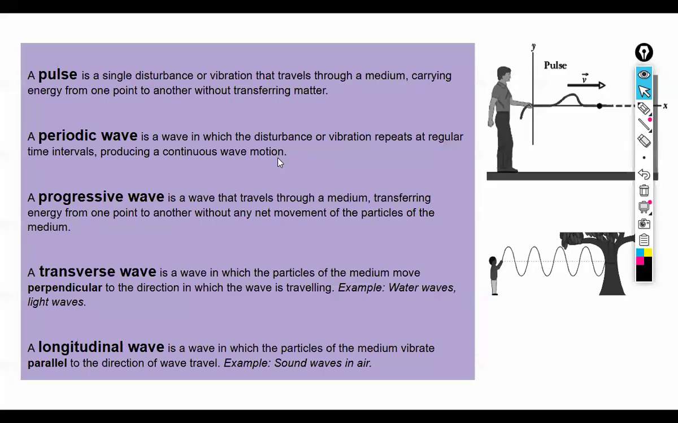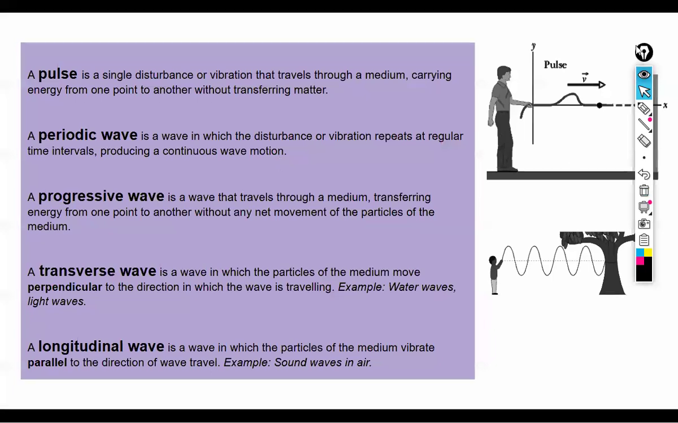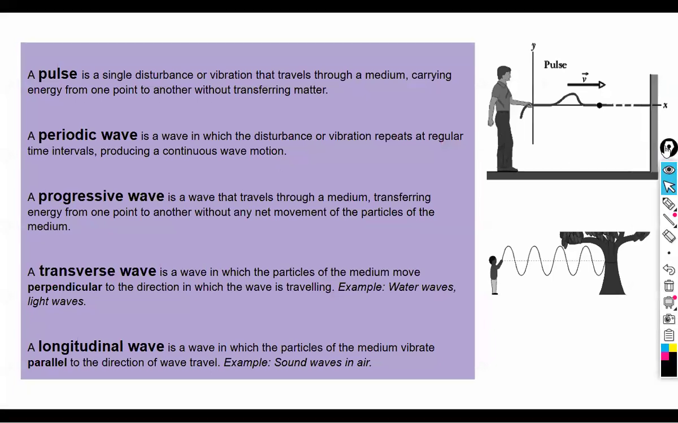Right. So on the syllabus itself, it has a few definitions of the different types of waves. It has one called a pulse, a periodic wave, a progressive wave, a transverse wave, and a longitudinal wave. Now, I don't have a diagram for the transverse wave and the longitudinal wave on this slide, but it will be on the next slide. So let me explain these three. I'll give you a chance to take down everything else after, and we'll move on to the next slide.